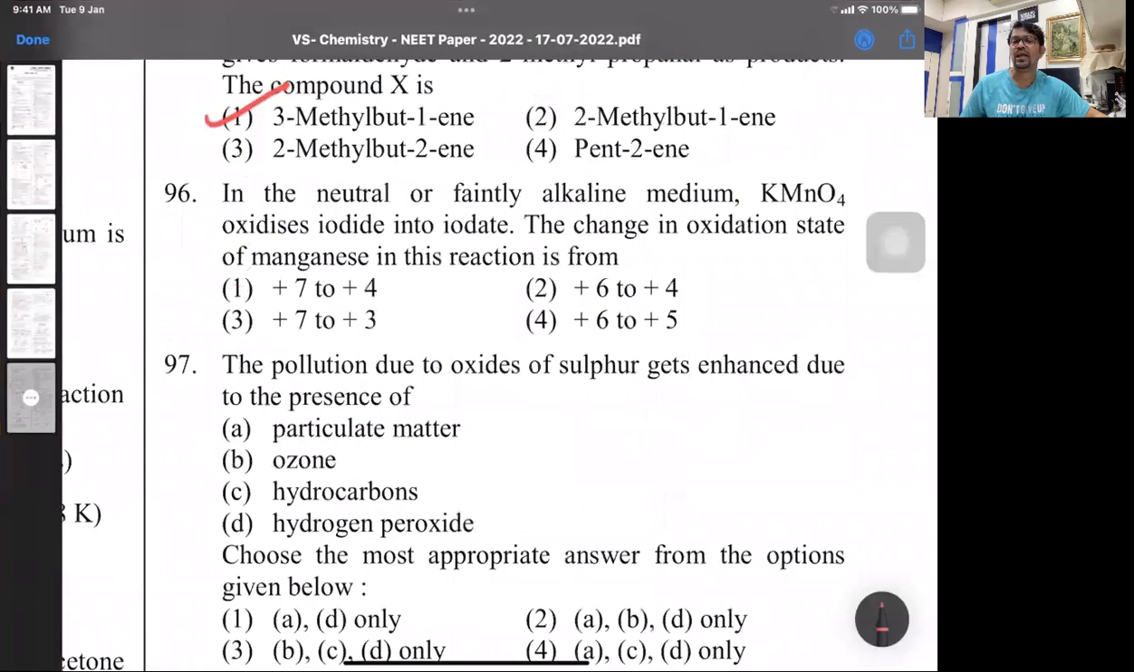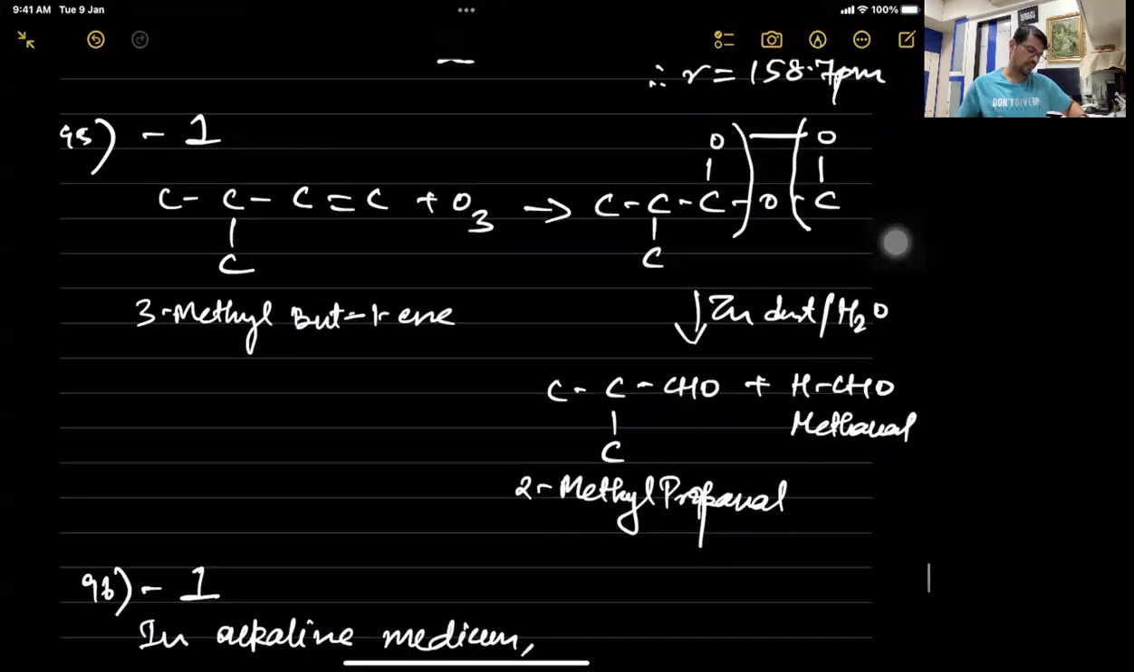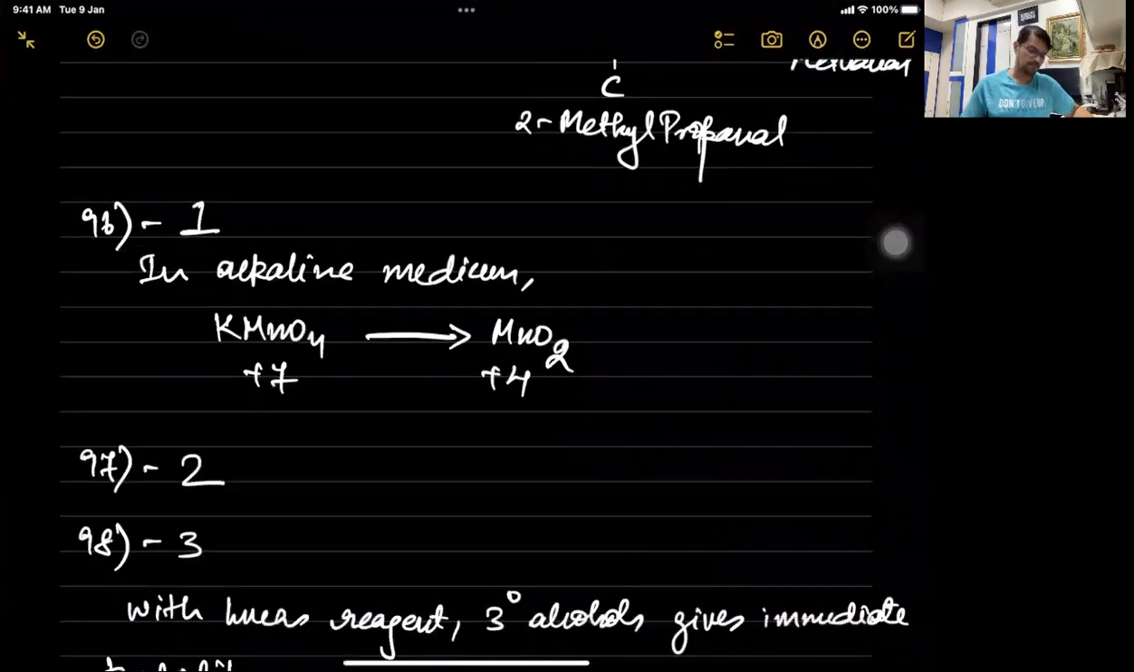96. In faintly alkaline or neutral medium, KMnO4. Now in neutral as well as in alkaline medium, KMnO4 gets converted to MnO2. So in KMnO4, Mn is +7, in MnO2, Mn becomes +4. So it's +7 to +4. So 96 is 1. All right.